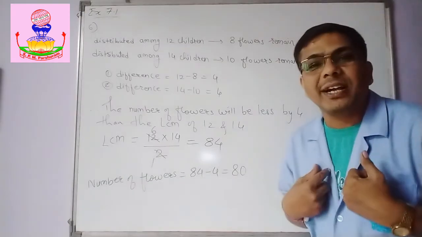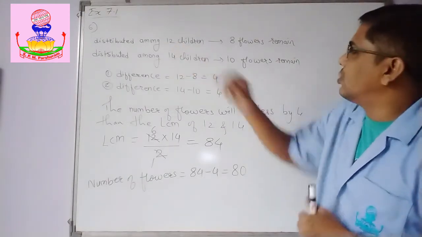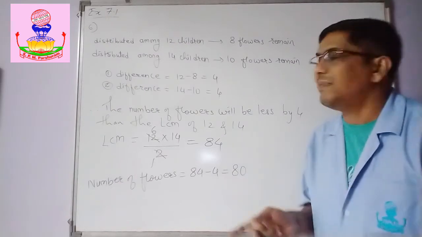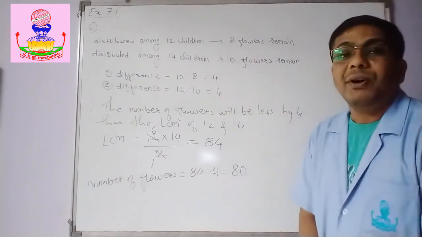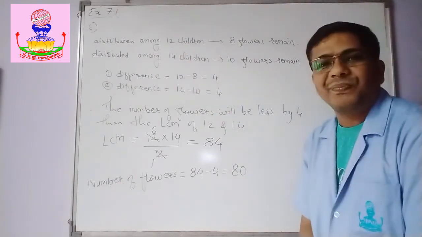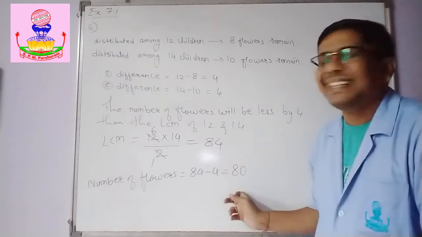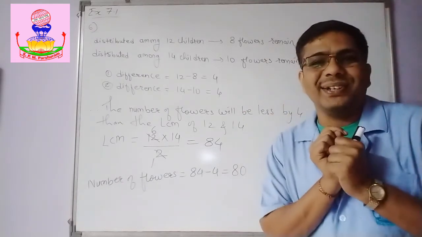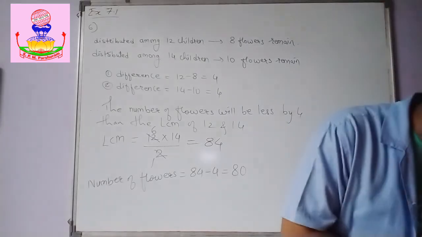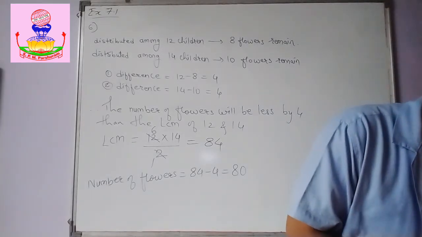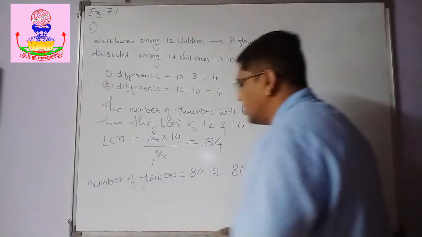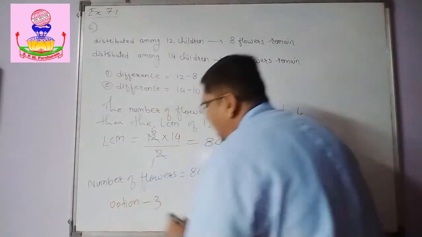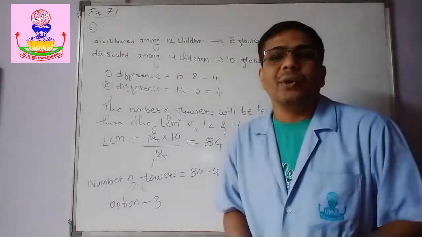Now, let us check whether we are correct or not. When they are distributed among 12 children, 12 6s are 72. How many are left? 8 flowers are left. Now, when it is distributed among 14, 14 5s are 70. 10 flowers are left. That means our answer is exactly right. So option number 3. So there are 80 flowers. I hope you understand.